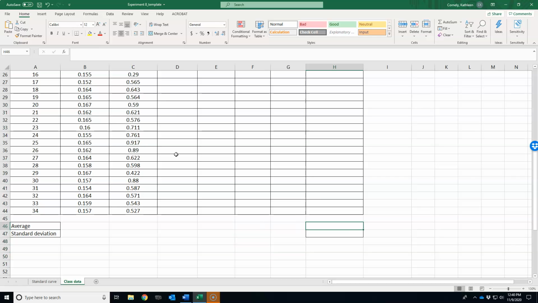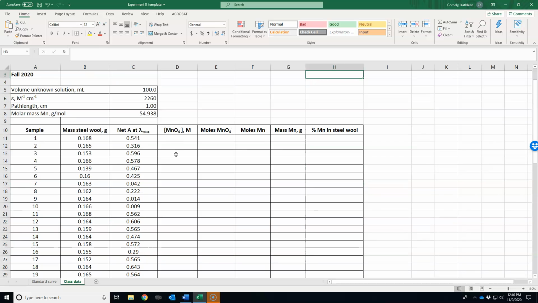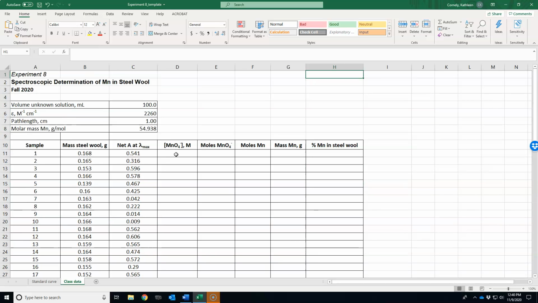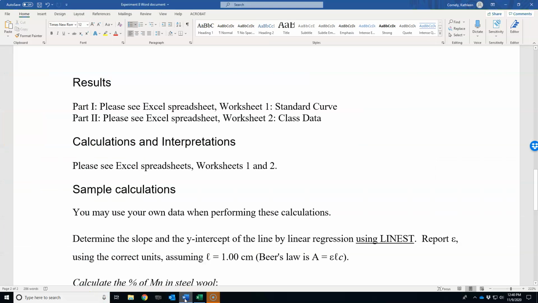Down here, we have the average and the standard deviation for all of the class data. So you should report those values using the correct amount of significant figures. All right, I'm going to go back to my Word document now.